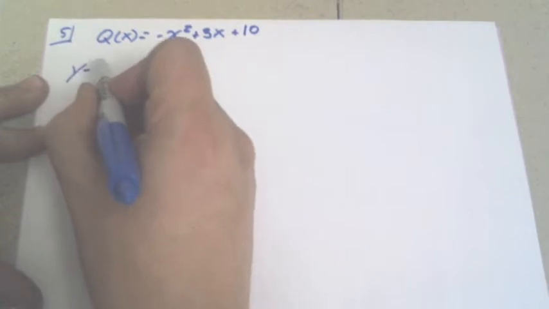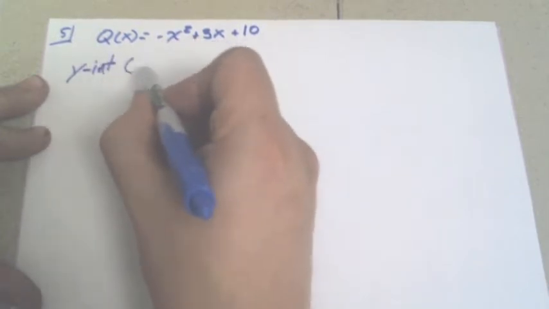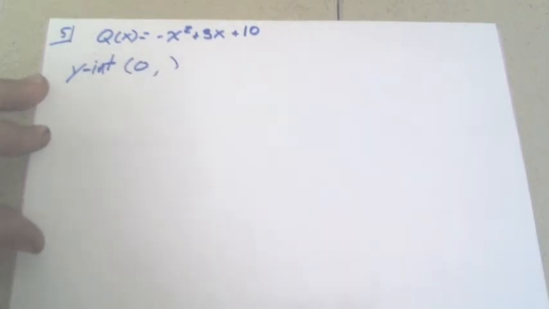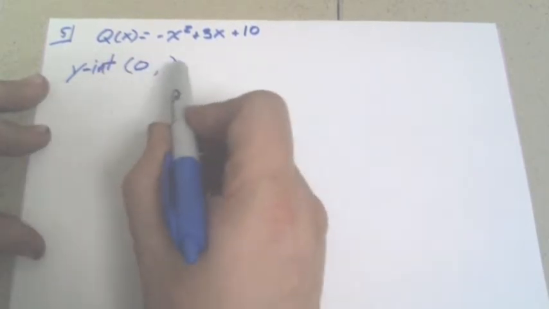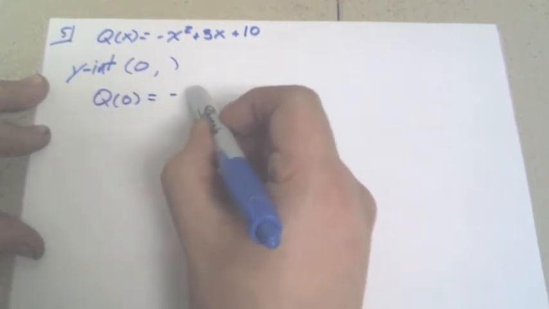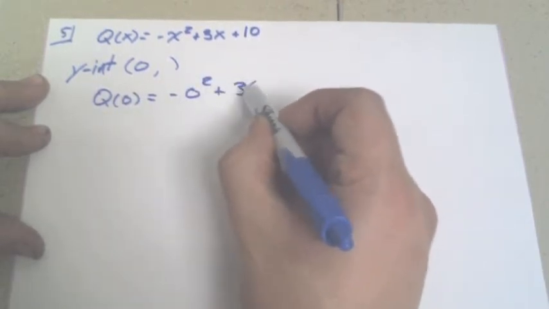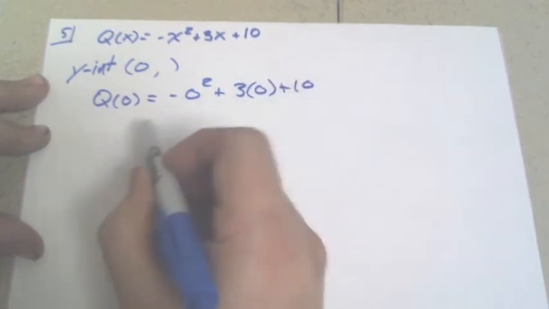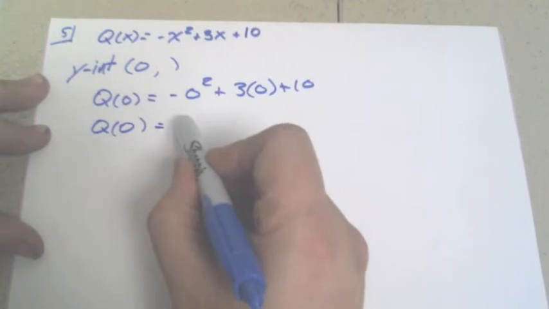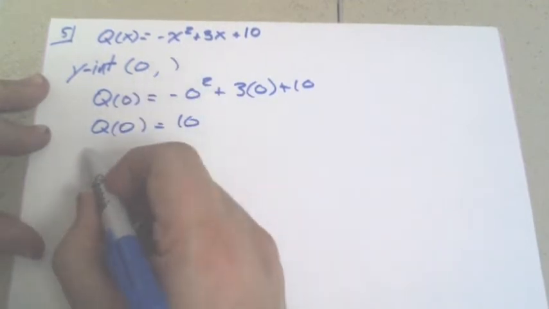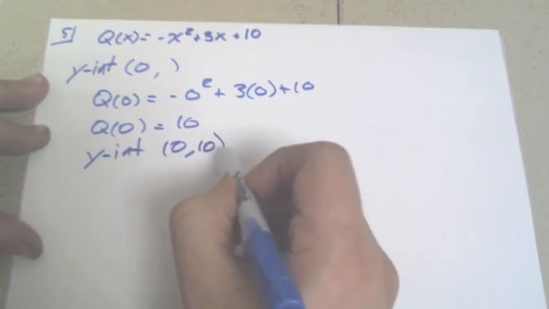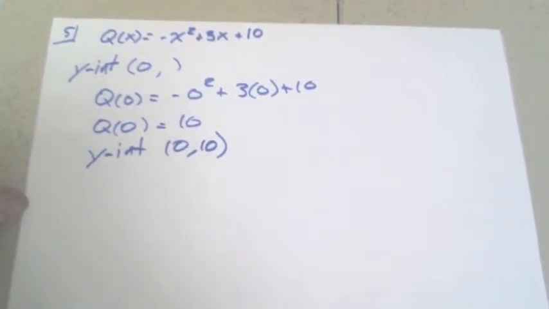We've already talked on these videos about finding y-intercepts. Y-intercepts always happen where x is equal to 0. So if you want to find a y-intercept, let x be 0. Q of 0 is negative 0 squared plus 3 times 0 plus 10. So the quadratic evaluated at 0 is 10. So your y-intercept is (0, 10). And that's it.